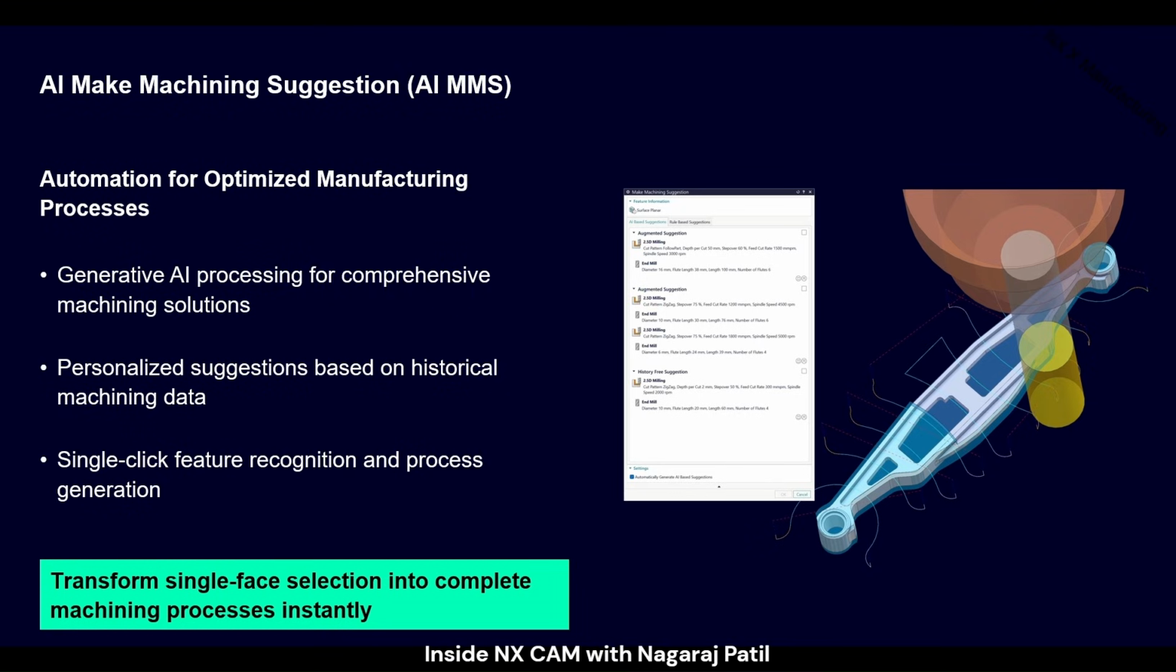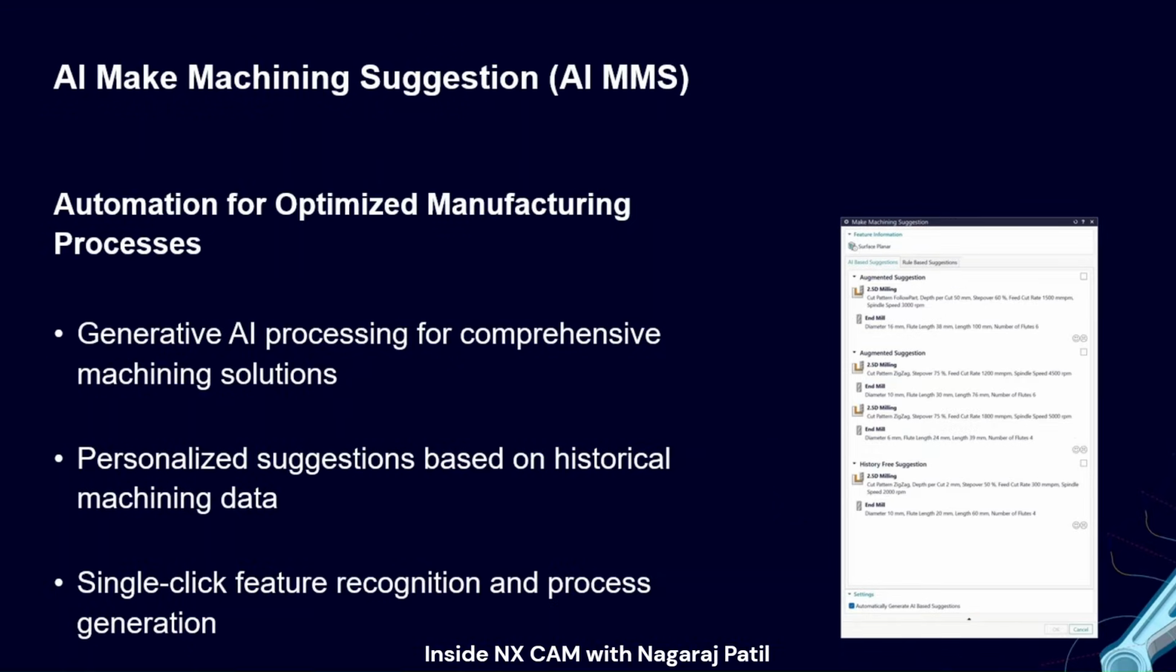By single clicking a single feature, it will recognize it and process all the operations. It directly transforms a single face selection into a complete machining process instantly. This is nothing but an enhancement in existing feature based machining which saves users time and effort. AI make machining suggestion is currently present in NX. It starts from the 2512 version.